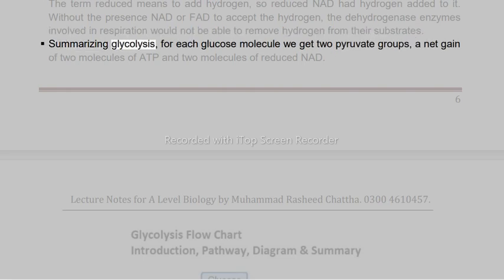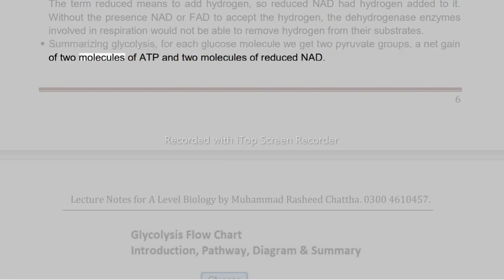Summarizing glycolysis, for each glucose molecule we get 2 pyruvate groups, a net gain of 2 molecules of ATP and 2 molecules of reduced NAD.